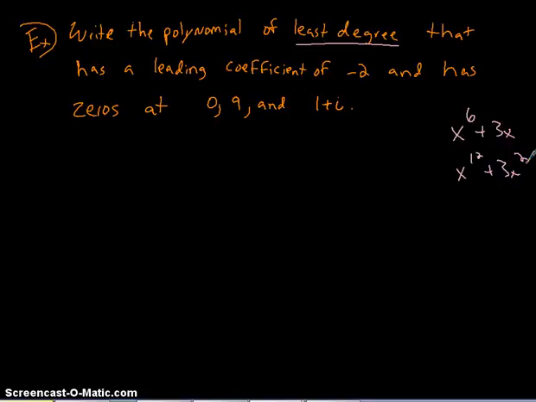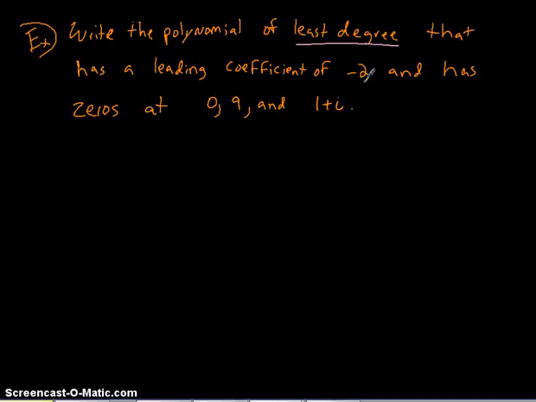So since it's at least degree, just understand this. You want the degree to match the number of zeros. If you've got 4 zeros, you should have the 4th degree, even though you could have 5th or 6th or 7th or 8th degree and still have those same zeros. So you just want to keep it simple. The zeros should match the degree. And it has a leading coefficient of negative 2. I think we know what that is.